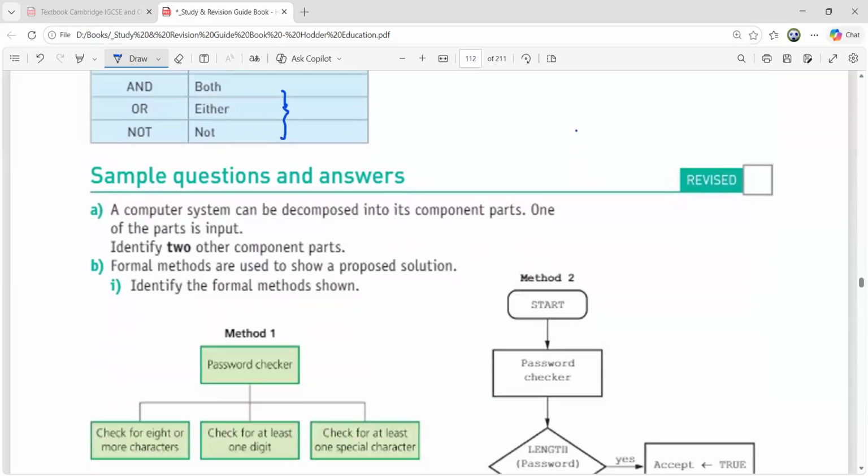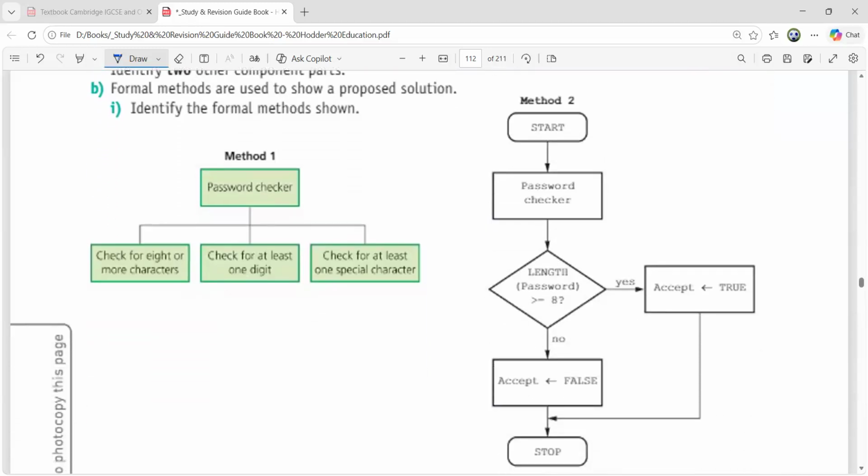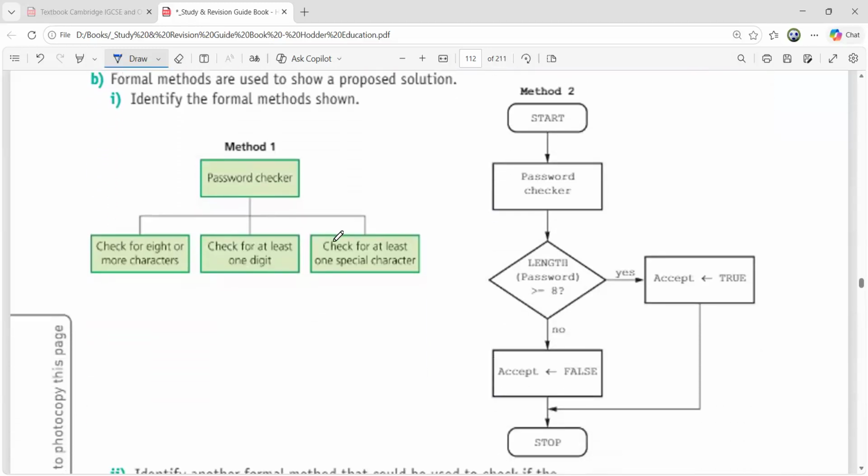Okay, now, a computer system can be decomposed into its component parts. One of the parts is input. Identify two other component parts. Formal methods are used to show proposed solutions. Identify the formal methods shown. So this is what they have asked you. This is method 1 and this is method 2. Which one is method 1 and which one is method 2? Can you identify? Maybe it can come in your paper as a 1 mark question.